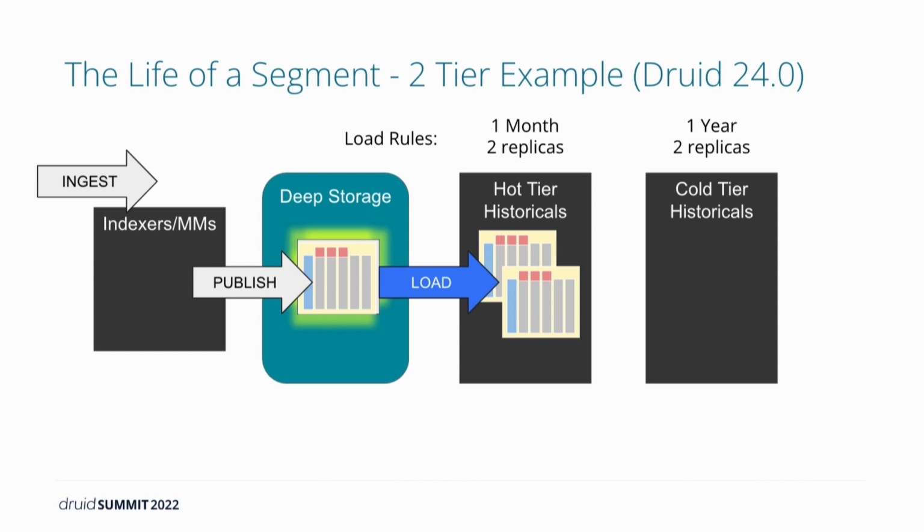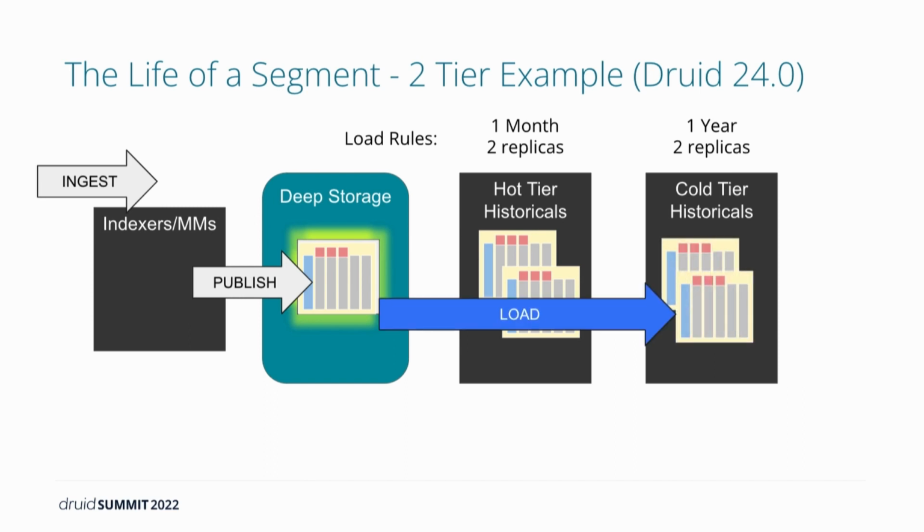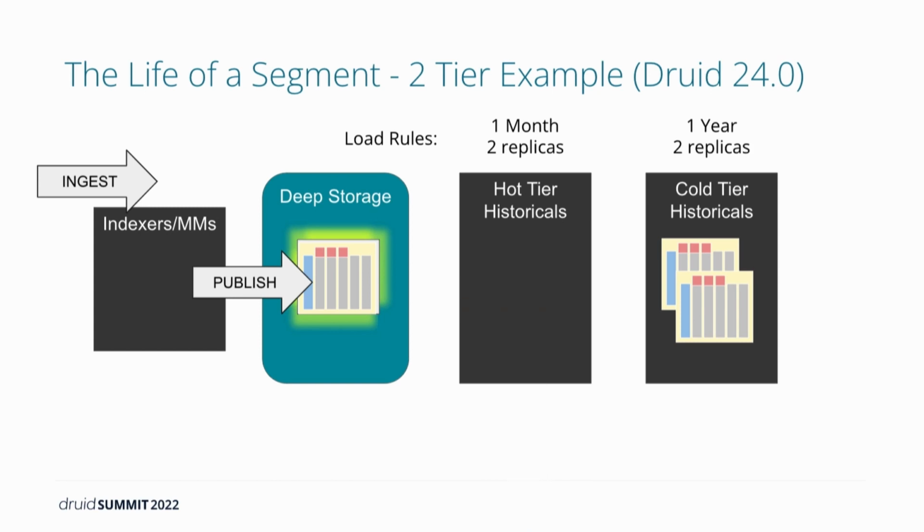So now it says, I want 2 copies in the cold tier. So the coordinator will issue the load commands to historicals in the cold tier, have those segments be loaded there, and then once that occurs, the coordinator will recognize that the other copies are over-replicated, and there should be none in the hot tier, so it drops them from the hot tier. And finally, when the year passes, the segments in the cold tier will match the drop rule. They'll get marked as unused and will get dropped from the cold tier at that point.